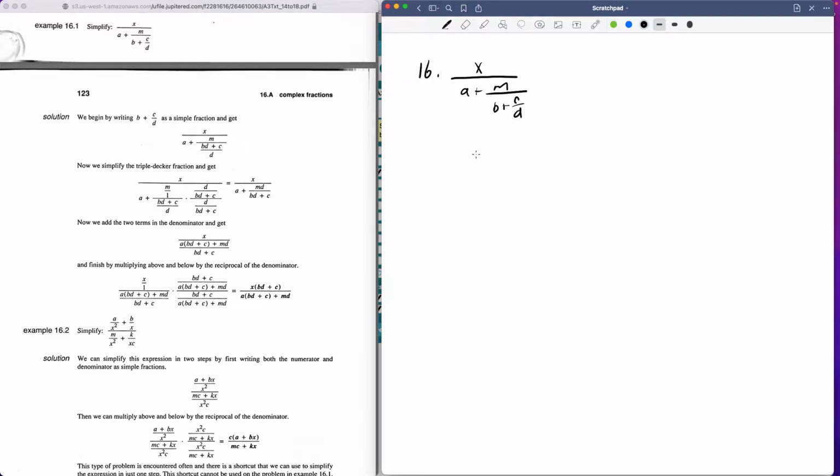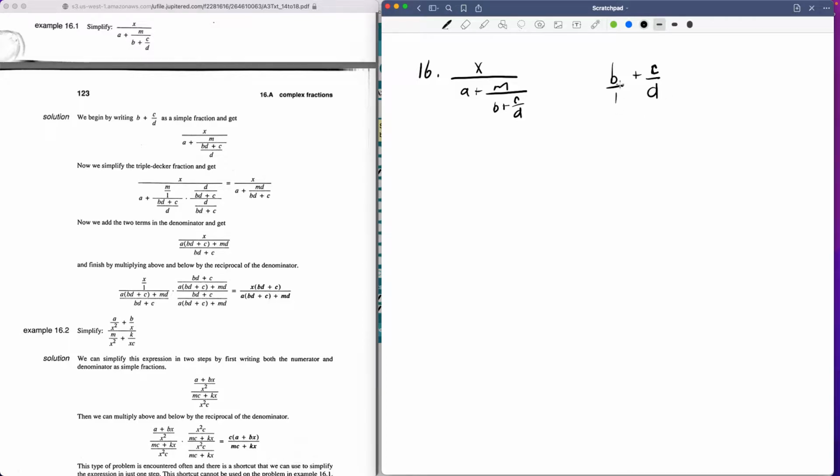The way that we resolve these is we start with the innermost denominator, which in this case is going to be the one on the bottom. So b plus c over d. Now the way that we would solve this is by finding a common denominator and turning it into one fraction. So we would put this over 1. We have a 1 and a d. So d is going to be our common denominator because 1 times d is going to be d. d times 1 is still going to be d. So we're going to multiply both of these by d over d.